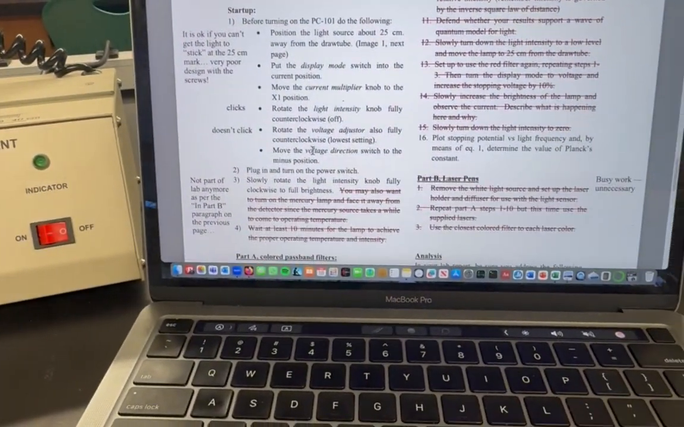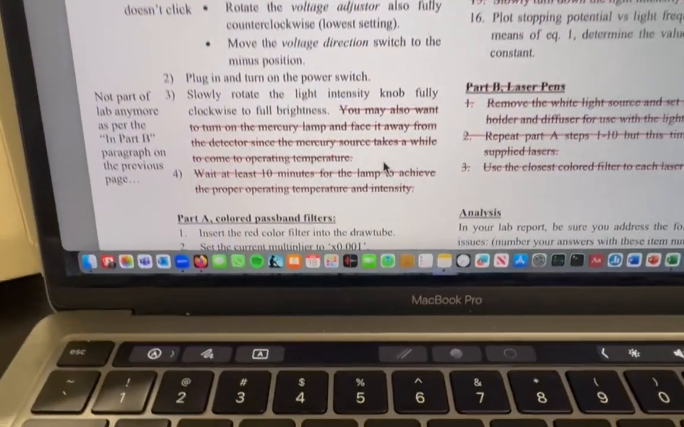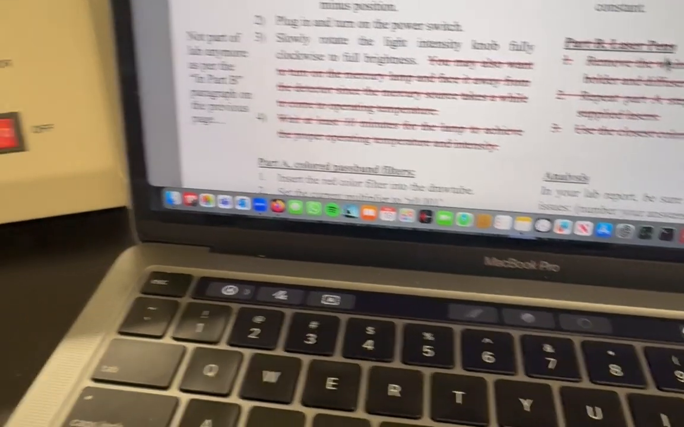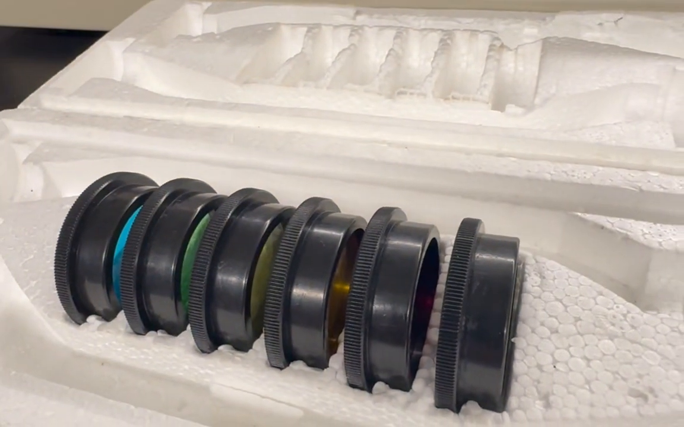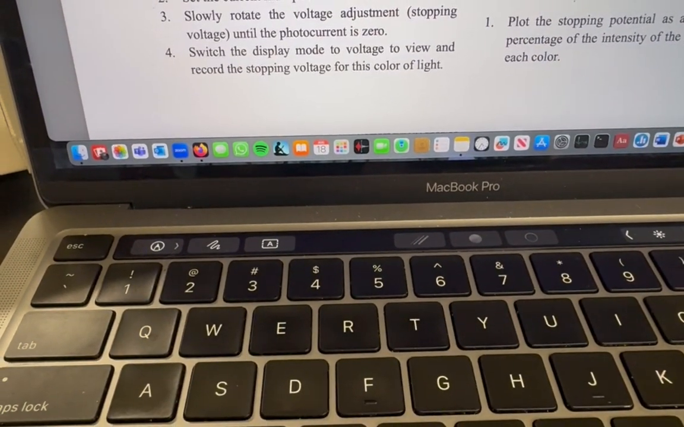Next thing I'm going to do, all this crossed off stuff is all part B of the lab, which we are not doing. There's really no reason to use lasers because we have these colored filters, which we'll get to in a second. So first thing we're going to do is insert one of these filters after we power it up.